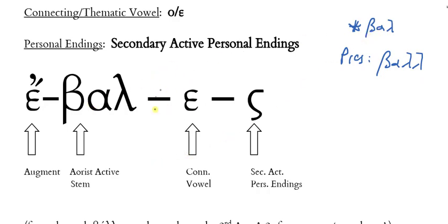Okay, there's no tense formative, but there is a connecting vowel, and there's a secondary active personal ending. Which ending is the sigma? That's second singular, isn't it? And why do I have an epsilon here?